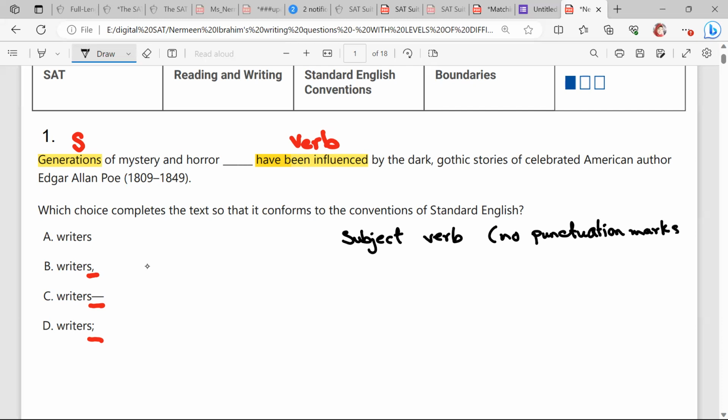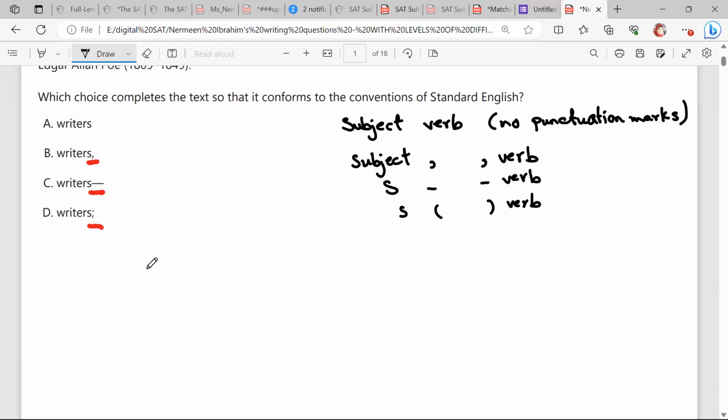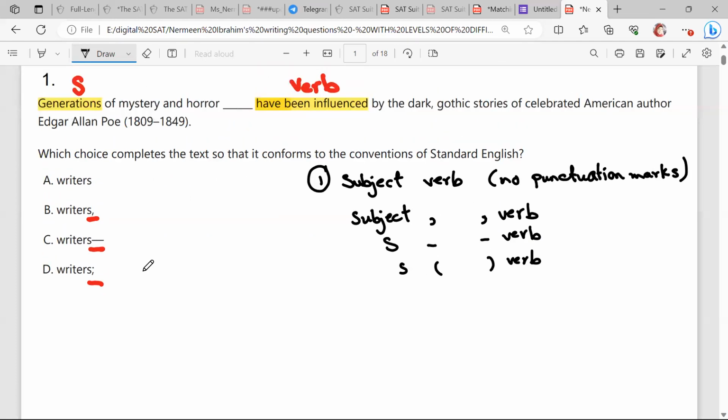with no punctuation marks, or subject, comma, verb, or dash, verb, or bracket, verb. What do I mean? I mean that either you can have subject verb with no punctuation at all separating them, or two identical punctuation marks separating the subject and the verb. This is a very, very important and basic rule when it comes to punctuation. So that's number one, and that's number two.